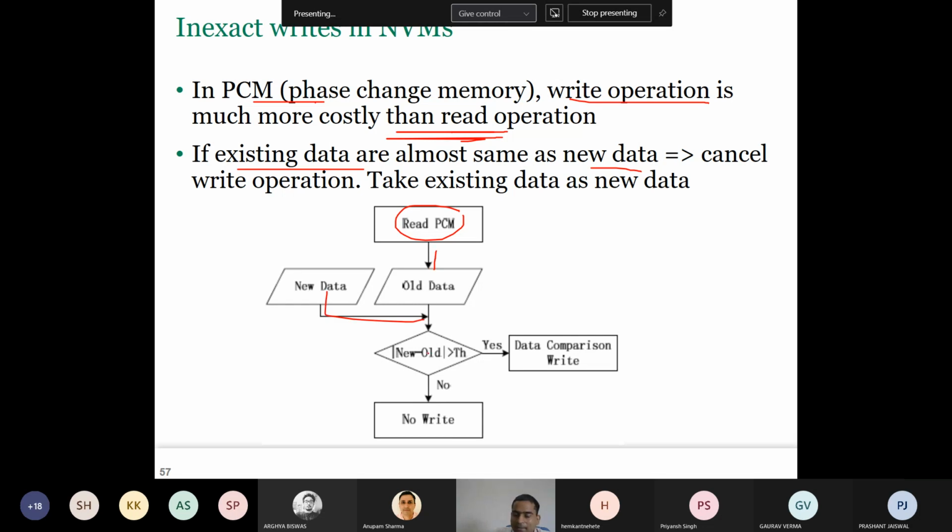We compare it. If it is more than threshold, then we do the write. If it is less than threshold, we don't do the write. We just cancel the write operation. So here is an example.